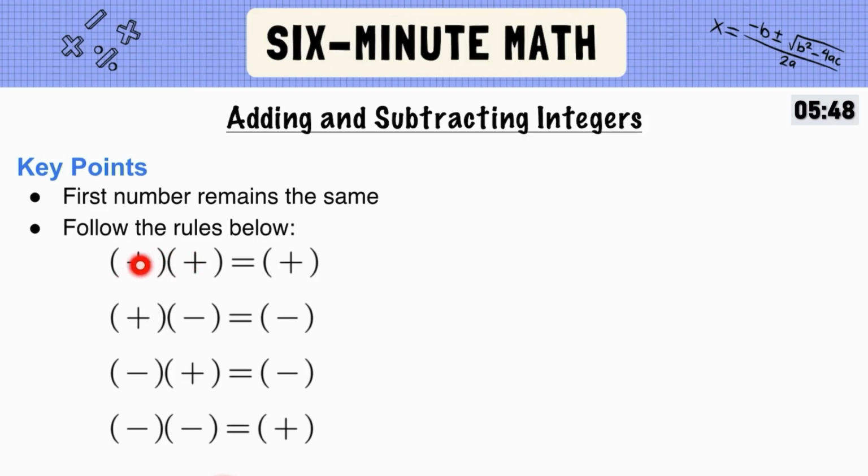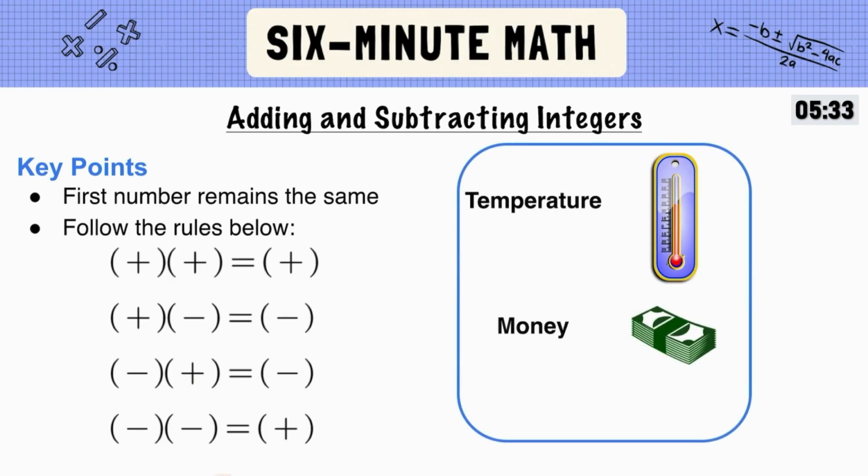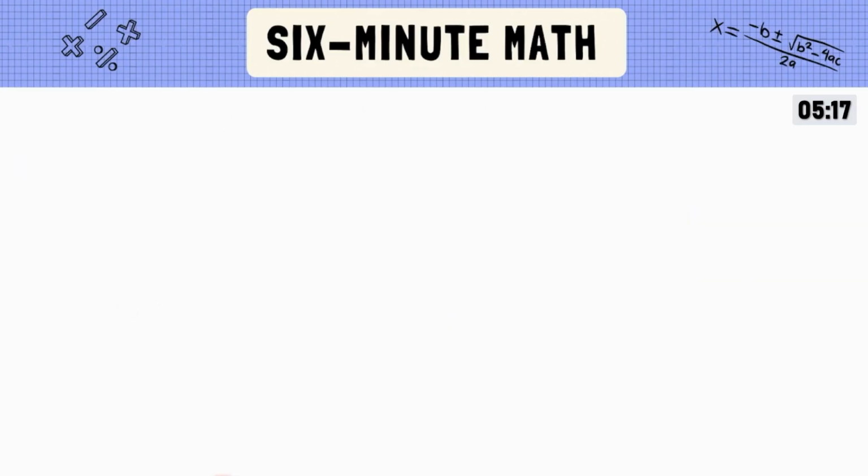If I am adding a positive or subtracting a negative, I'm going to add the second number. And if my signs are opposite, I will be subtracting that second number. I will be providing examples today, and we are going to use temperature and money, as both of these have positives and negatives. With money, when we have money, it's a positive amount, and when we owe, it will be a negative. So let's see some examples.